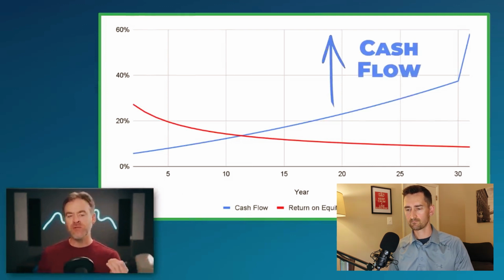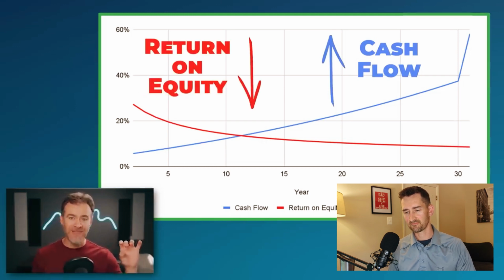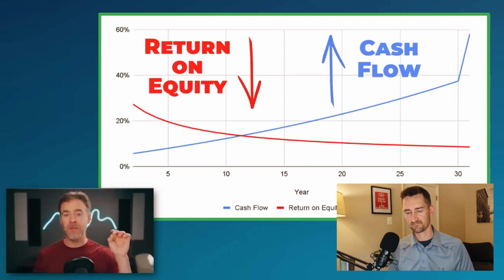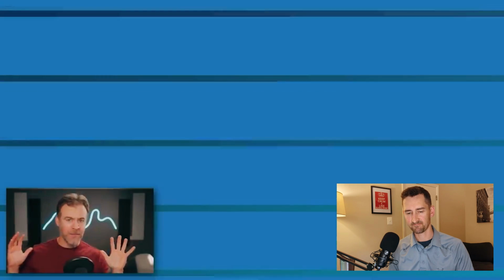But what you don't understand is that beneath the surface, your return on equity is actually going down every year. And that's the red line. So it actually starts out oftentimes in the high double digits, but the return on equity starts going down every single year.